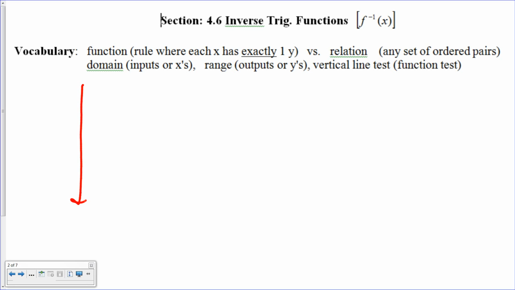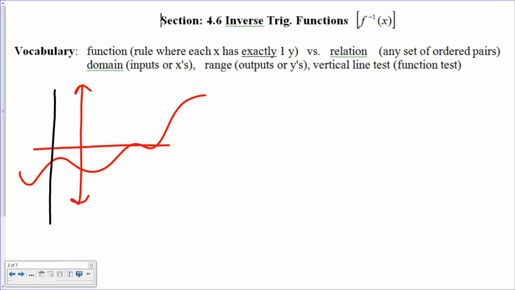Just a couple of points here. If I had a graph of a line, and that graph looked like this, and the question is, is that a function or is it not? This graph would represent a function, because if I took a vertical line and moved it in either direction, you would see that that vertical line only intersects the graph in exactly one place. There's only one y for each particular x. So this would be considered a function as well as a relation.